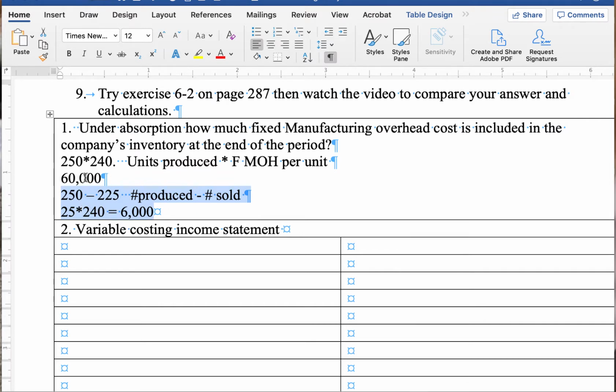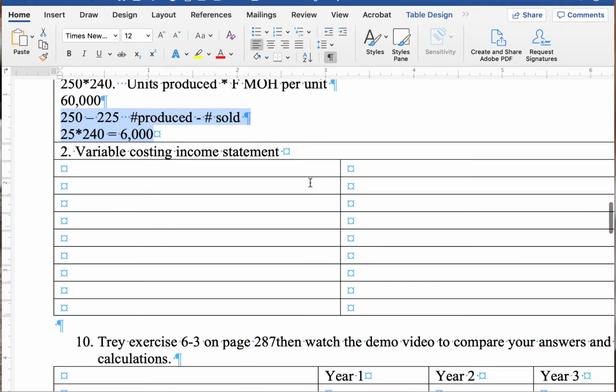okay? I just wanted to show you the calculation above it just for demonstration purposes, to show you that the fixed manufacturing overhead in total is what we incurred during the period, or is what we incurred for producing 250 units. We didn't recognize that, right? How much did we recognize? Well, that's easy. We sold 225 units times the $240 fixed manufacturing overhead per unit, 54,000. So 54,000 was actually recognized, okay?